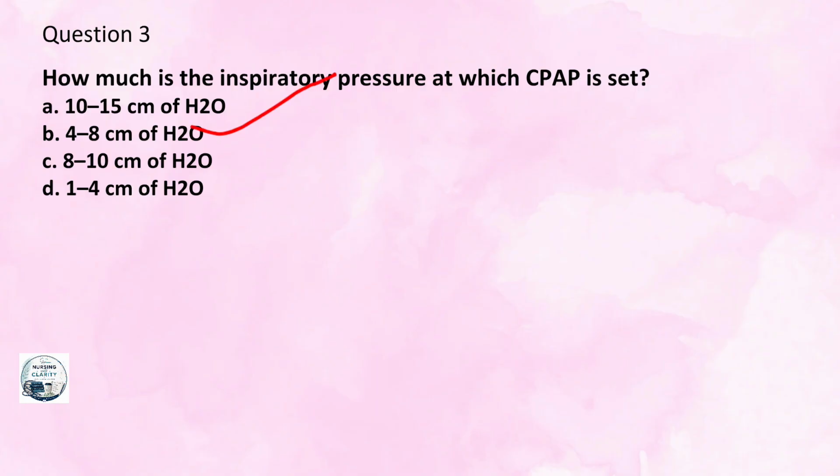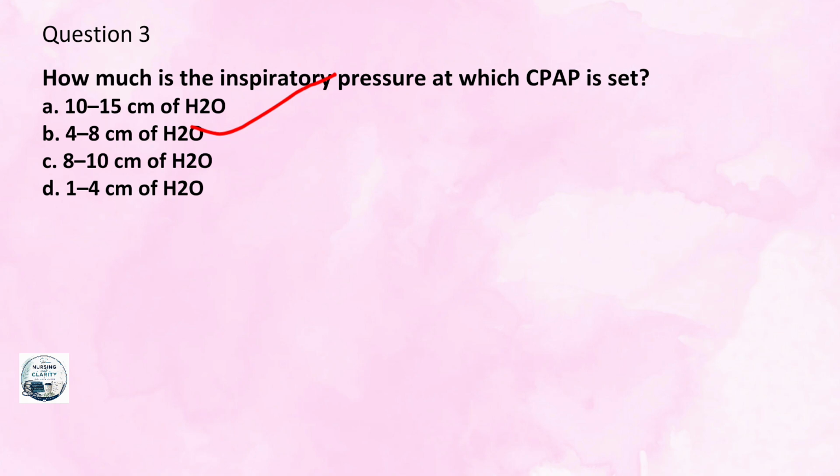Why? Because CPAP is usually started at a low to moderate pressure that is enough to keep the alveoli open without causing complications. Now, why are the other options wrong? Option A, 10 to 50 cm of H2O, is too high as an initial CPAP setting and may cause barotrauma, gastric distension and discomfort. So we can't choose that.